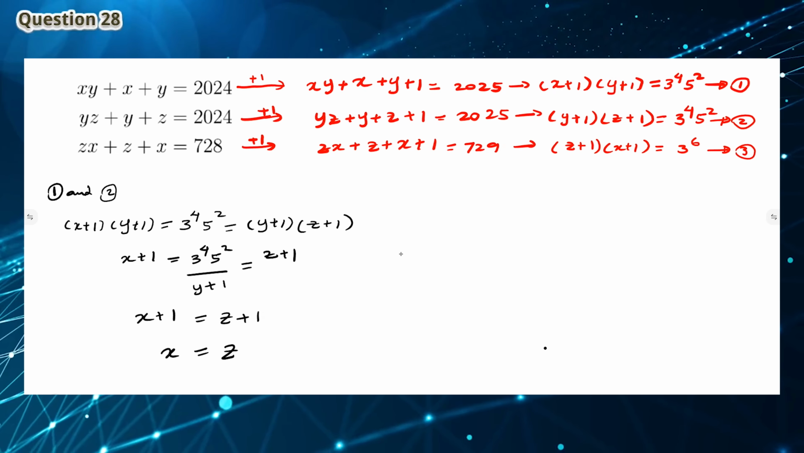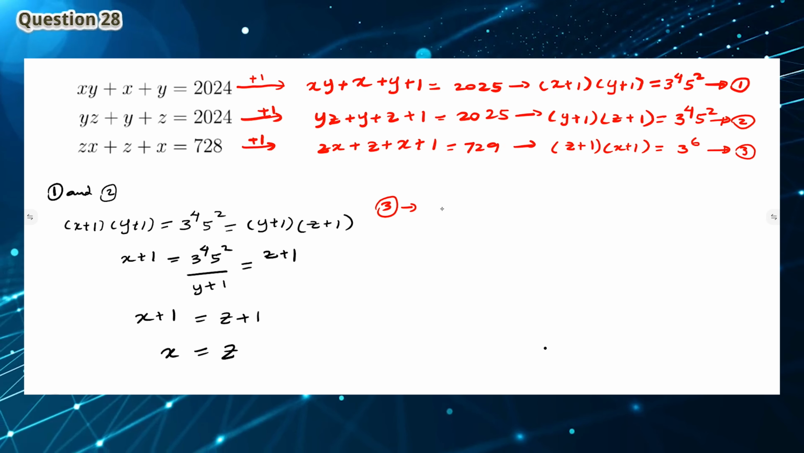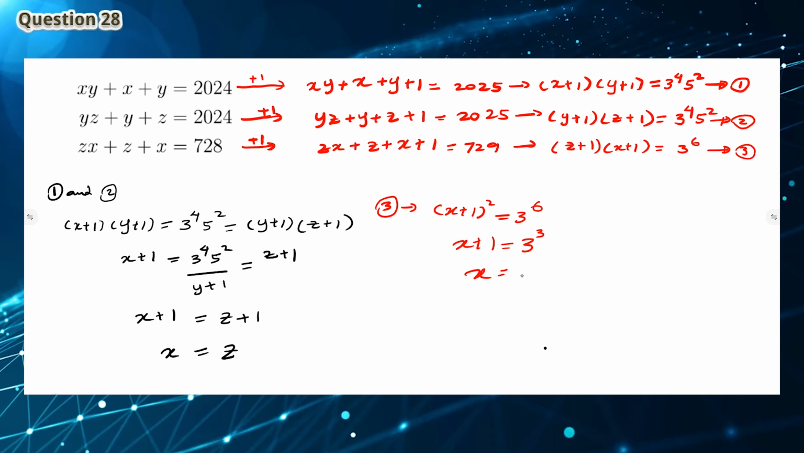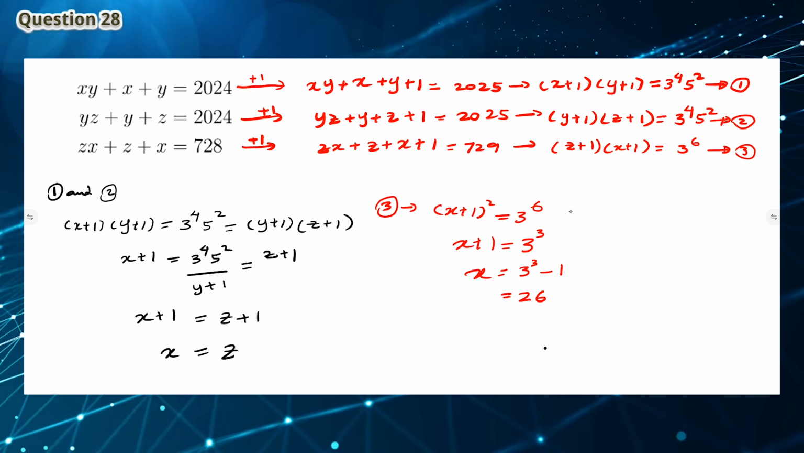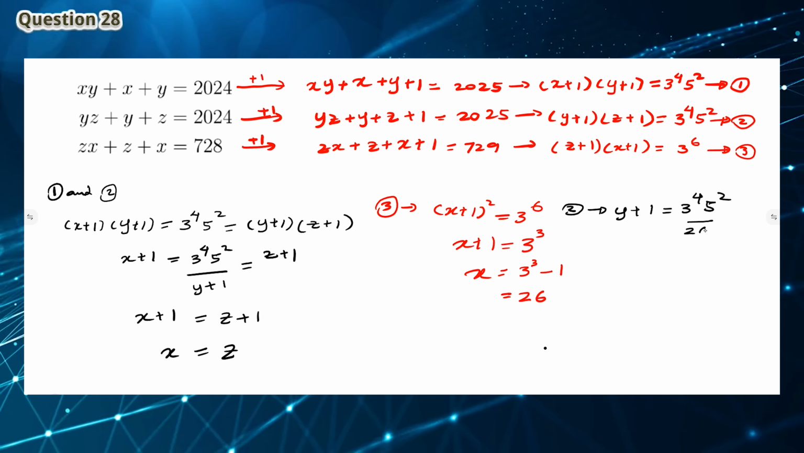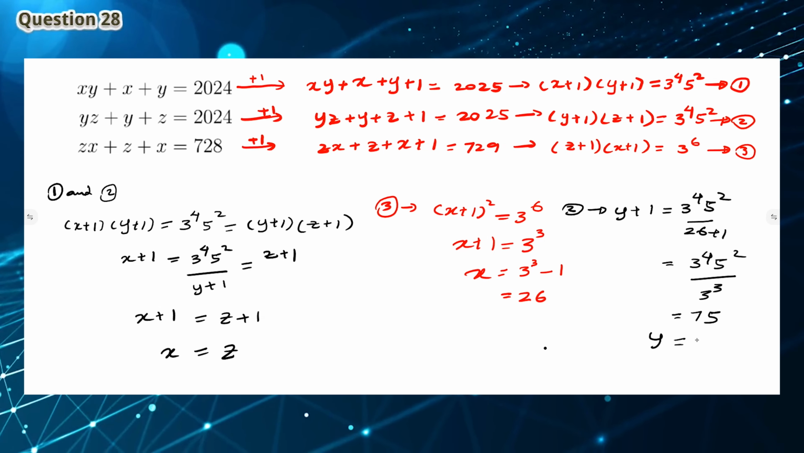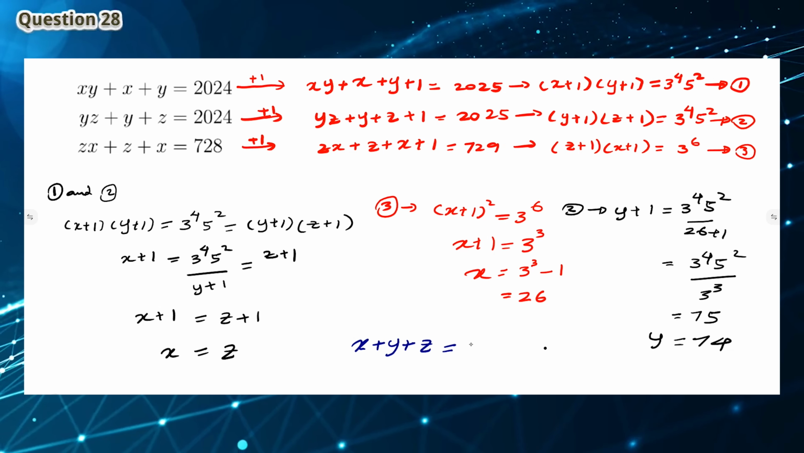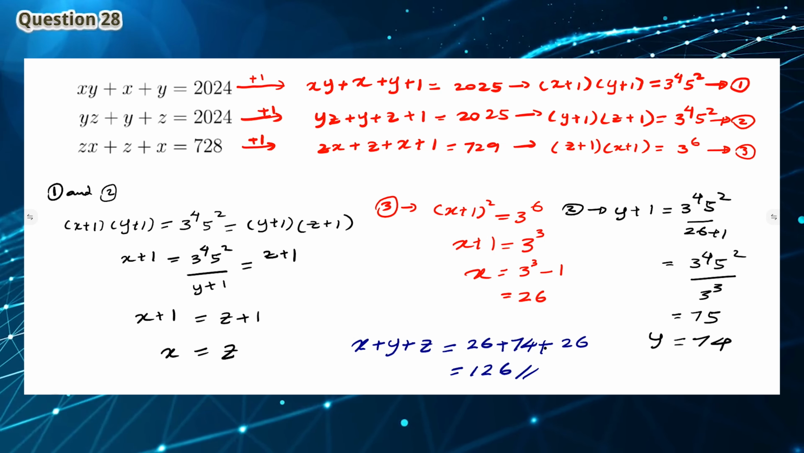We can use algebra to find that x is equal to z. Knowing this, we get equation 3, where x plus 1 squared is equal to 3 to the power 6. This means that x is equal to 26. We can now substitute this into equation 2 to find that y plus 1 is equal to 3 to the power 4 times 5 squared, or 26 plus 1. This means that y is equal to 74. We need to find the sum of x, y, and z, which gives 126. This means the answer is 126.